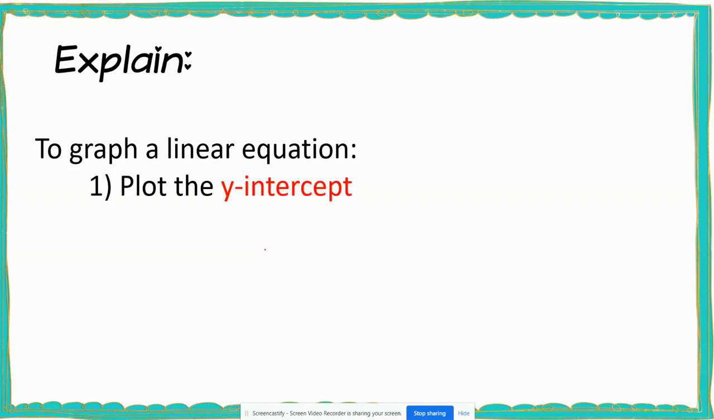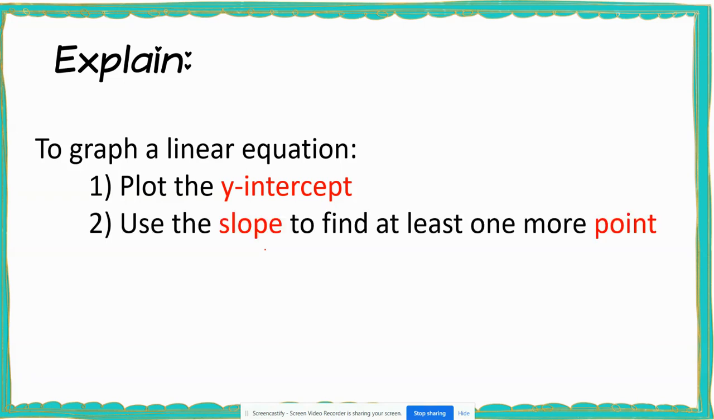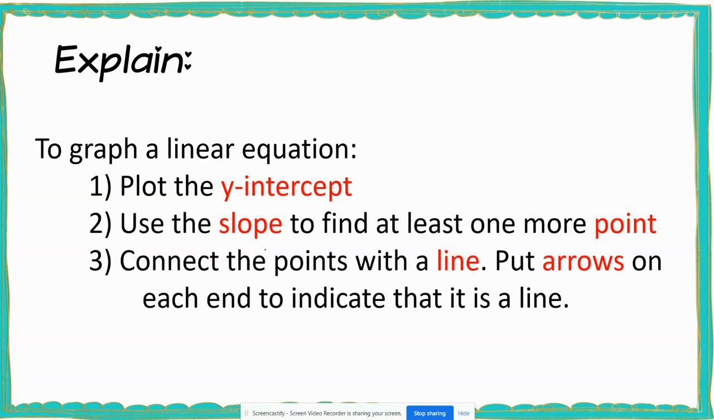To graph a linear equation, the first thing you need to do is always plot the y-intercept. Next, you use the slope to find at least one more point. Then connect the points with a line and put arrows on each end to indicate that it is a line.